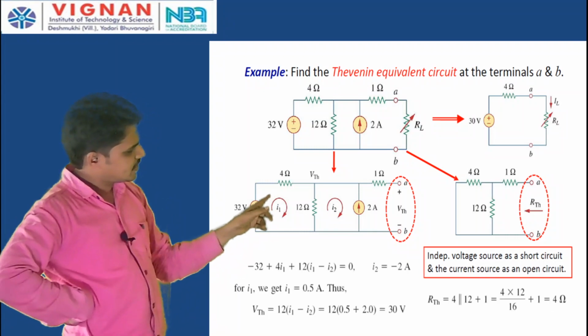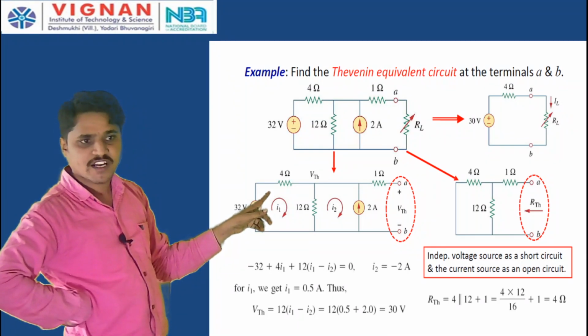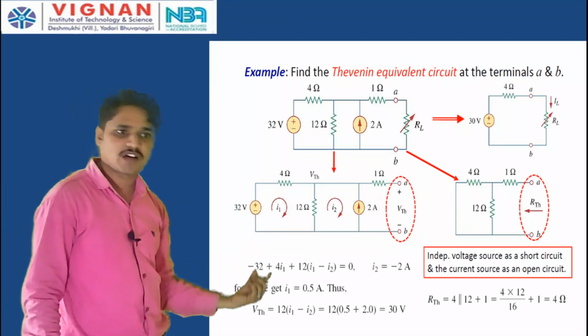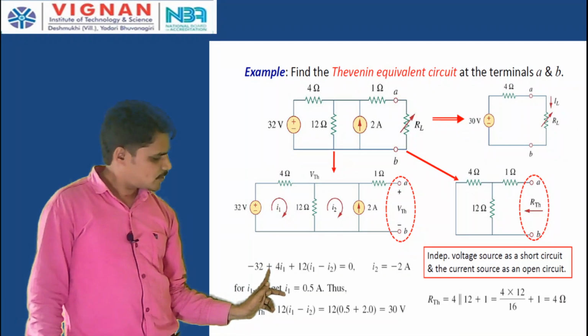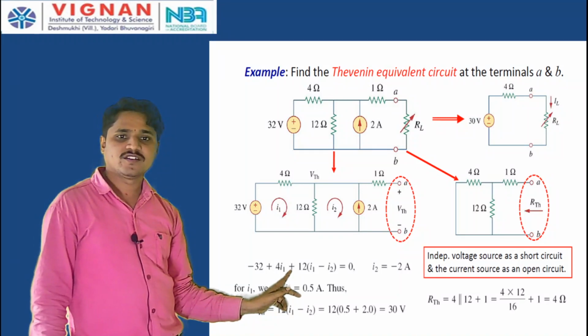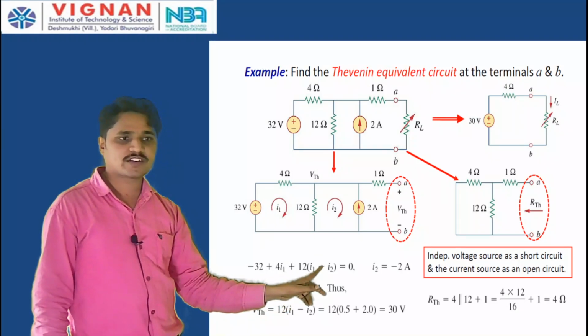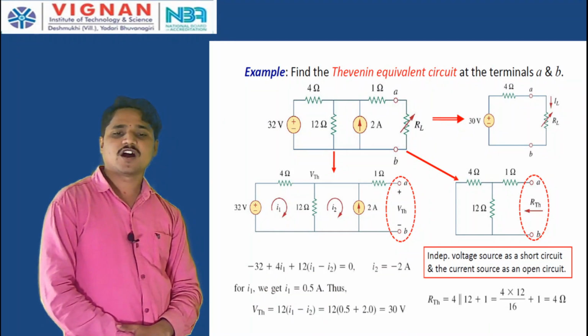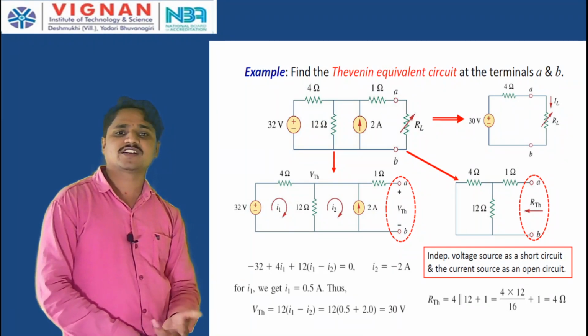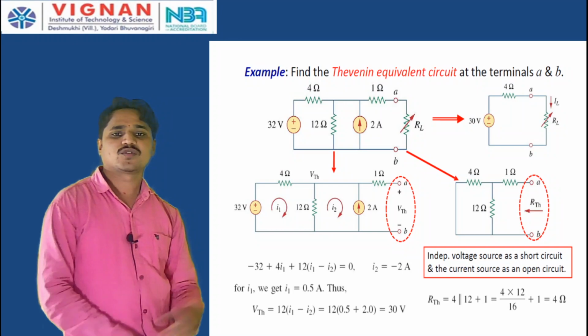Here, first the 32 volt source is there. Applying Kirchhoff's voltage law in the first mesh: minus 32 plus 4 into I1 plus 12 into (I1 minus I2) is equal to 0. The algebraic sum of the voltages around any closed path is equal to 0, that is Kirchhoff's voltage law. The step by step application of KVL is nothing but mesh analysis. So, equal to 0.